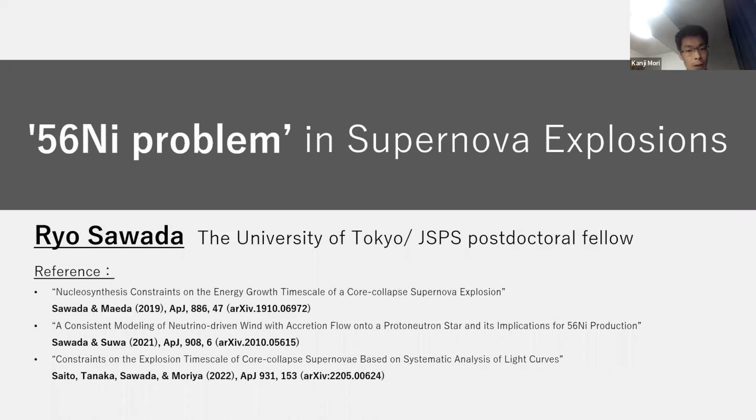He's working on supernova theory, and in particular, in today's seminar, he's going to tell us about the nickel-56 problem in supernova explosions. So, Sawada-san, the stage is yours.